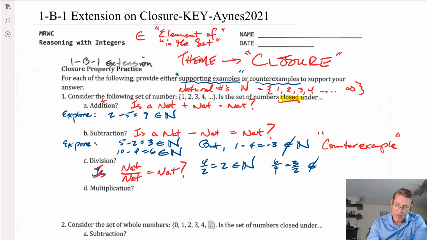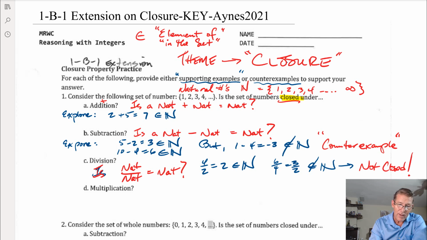So this is not a natural number, because the natural numbers do not include the fractional numbers, the rational numbers like 3 halves. There's all kinds of counterexamples here. So right here, we can say that it is not closed. It's called a counterexample, not closed.